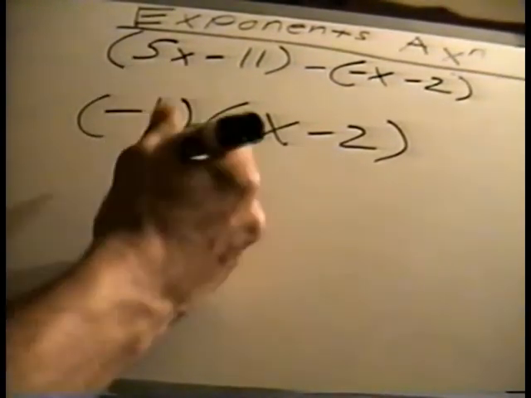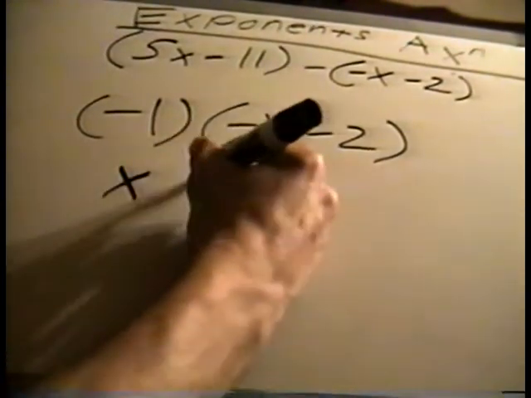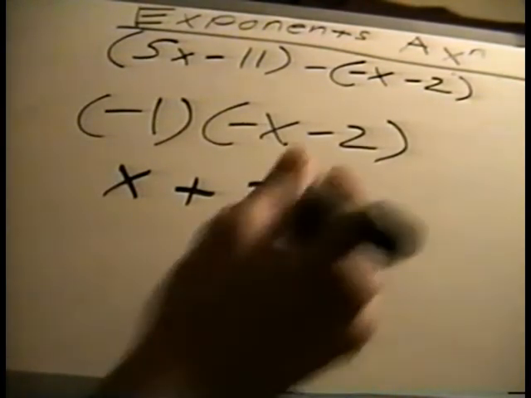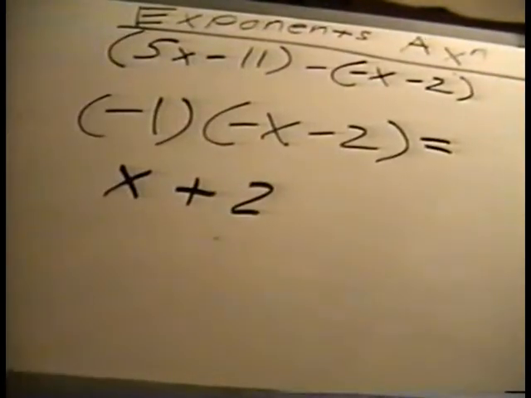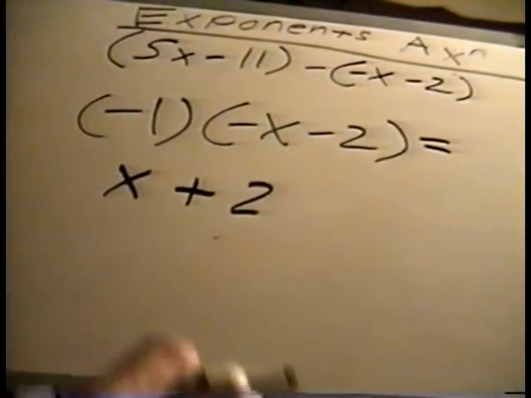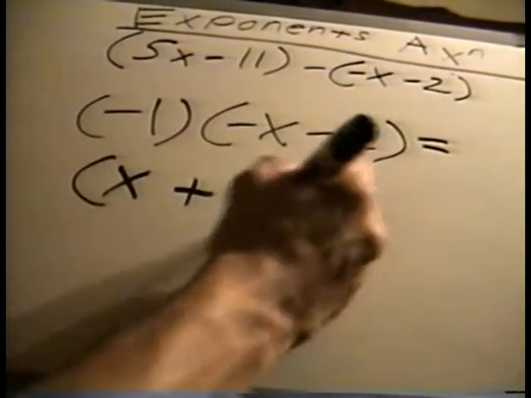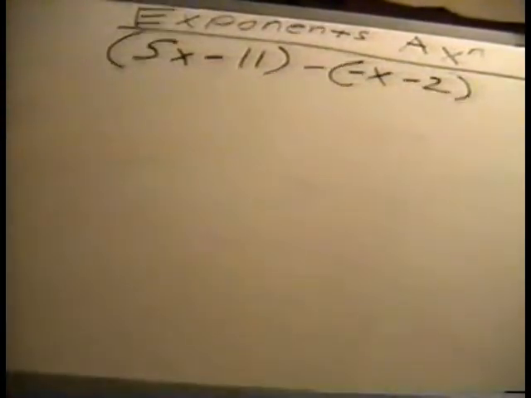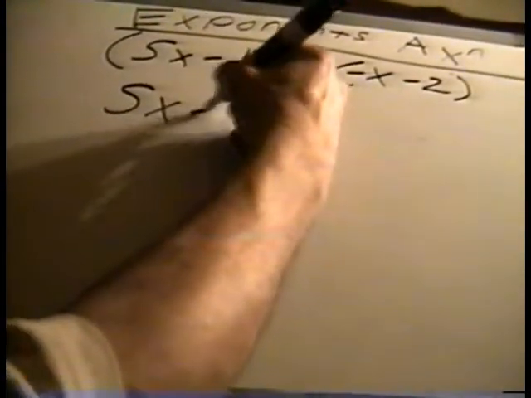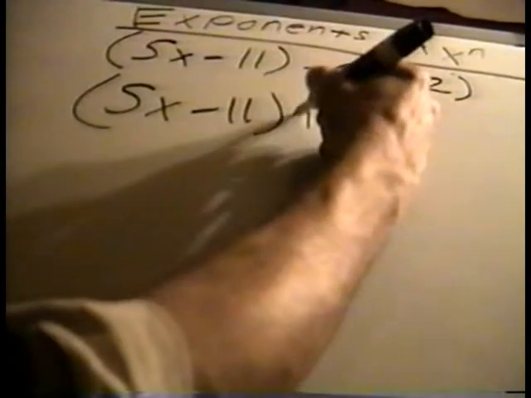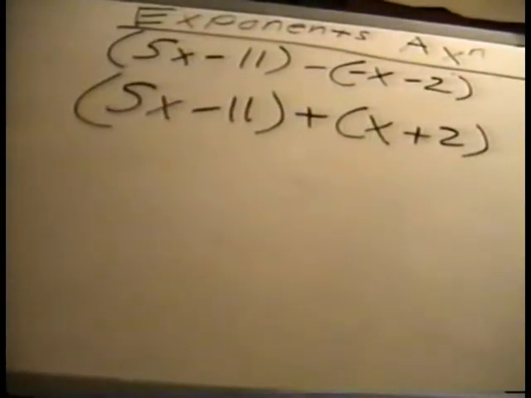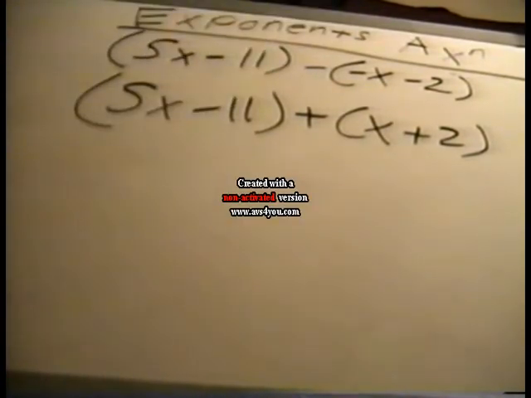Now this is an addition of a 5x and a negative x. This is just like saying I'm taking 5x plus a negative x. If I say 5x plus negative x, that's what we're doing here. Here, as if we're saying negative 11 plus negative 2. Okay?